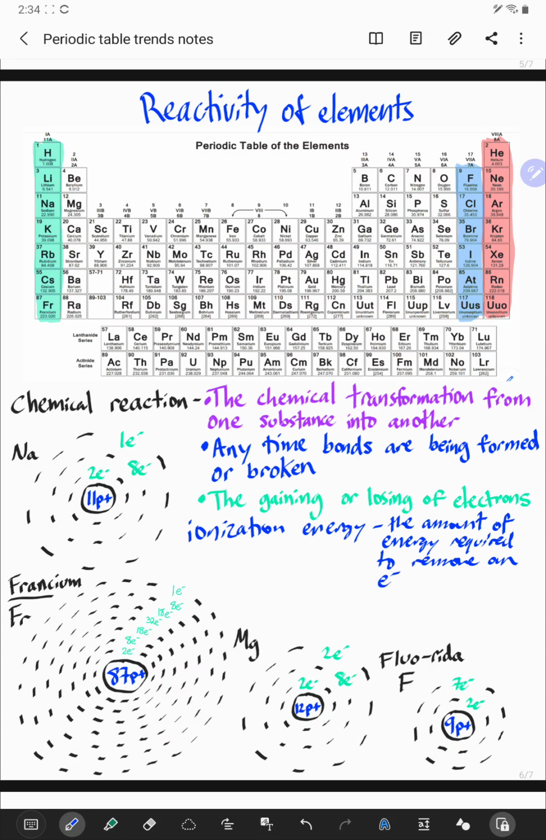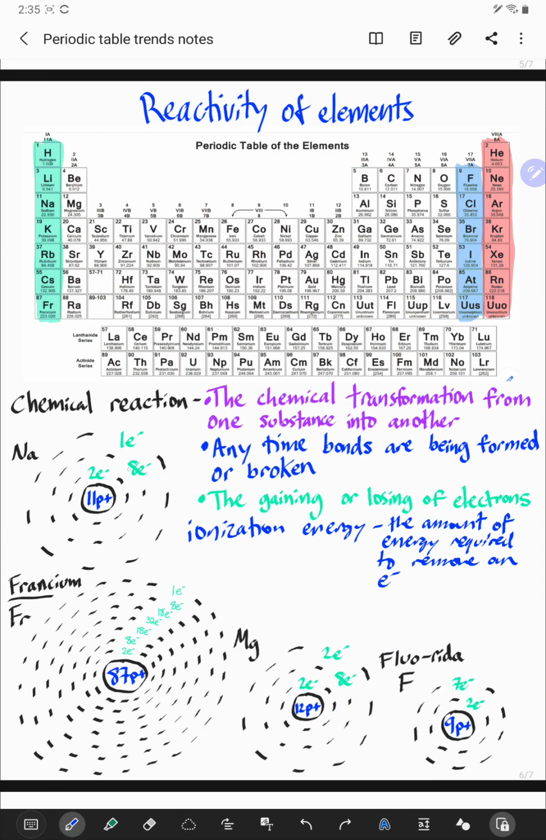And the amount of energy required to remove an electron is going to be very correlated with the size of the atom. Look at sodium here. It has these outer electrons, they're in the 3rd energy level. So they're not too far from the nucleus. There's still a decent attracting force between the nucleus and that electron.